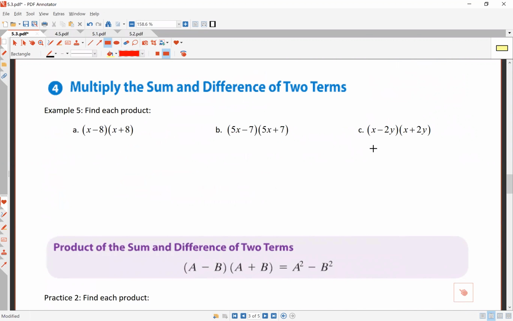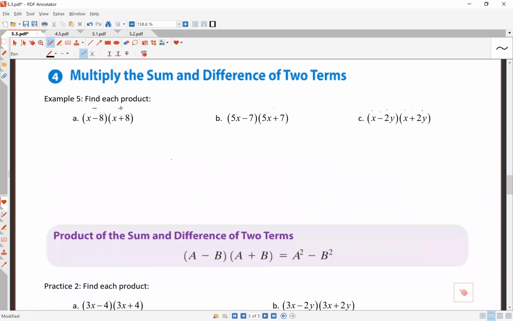When we say the sum and difference of two terms, we're describing the form of these products. In letter A, you have an x and an 8, and you have a sum and a difference of those same two terms. In letter B, the two terms are 5x and 7, and you have their sum and the difference of the same two terms. In letter C, you have an x and a 2y, and you sum them and you difference them.